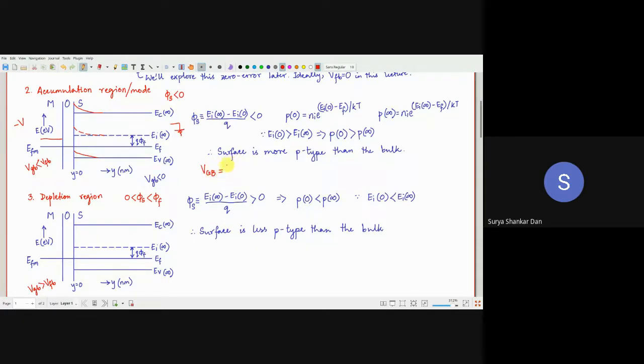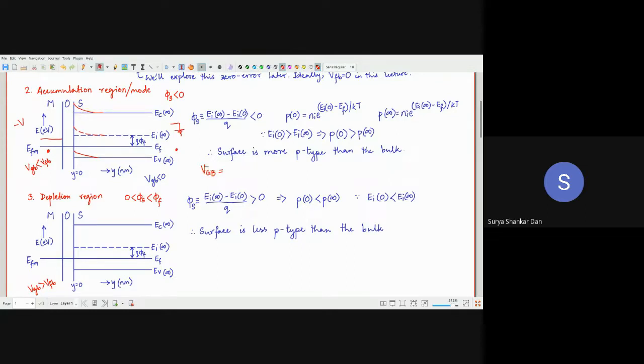VGB will be equal to the voltage between the gate and the body. Okay, VGB matlab yahan par or yahan par. This is the voltage which you are applying. So what are the potential drops? There is no potential drop in the metal terminal. Why? Because metal is a good conductor, right? So it is not going to have any potential drop. So that is why metal is an equipotential surface. So metal में कोई drop नहीं होने वाला. Drop होगा oxide में, because it is a dielectric, and drop होगा semiconductor में.